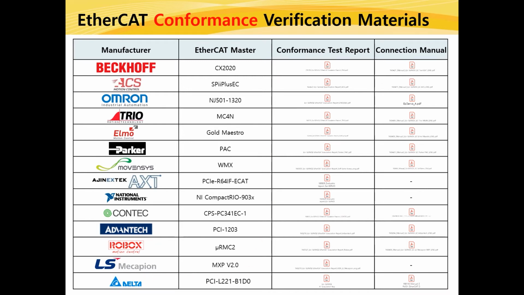The demonstration of FASTECH EtherCAT products was delivered to each master company, and the master company directly conducted the conformance test. In the case of the conformance test report, it was written after verifying the normal operation of Ezi-SERVO II EtherCAT based on CIA402 with each master. The connection manual contains the ESI file registration method, and master and slave connection method.